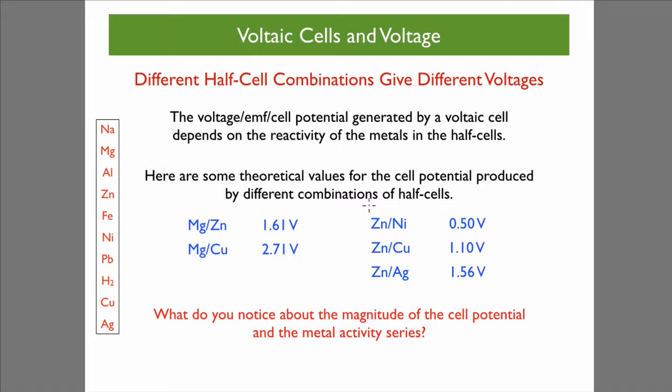What do you notice about the magnitude of the cell potential and the metal activity series? It's fairly straightforward, isn't it? The bigger the gap between reactivity series metals, the larger the cell potential. So obviously zinc silver is larger than zinc to nickel.